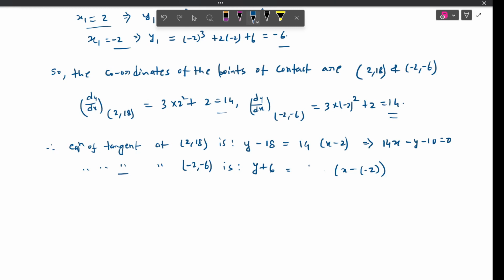Okay, it is 14 into x minus x1. So after simplifying, you will get 14x minus y plus 22 equals to 0. You have these two tangents.